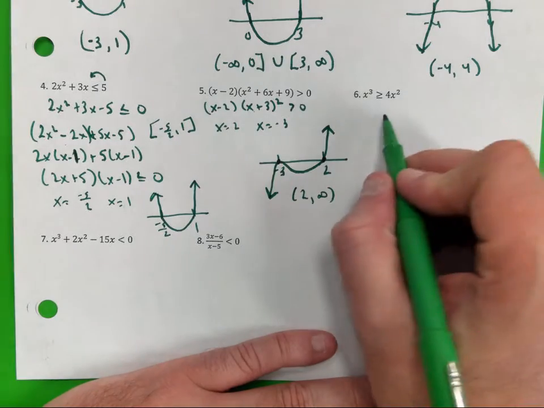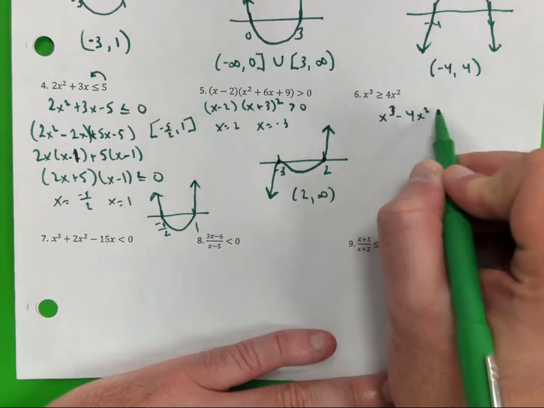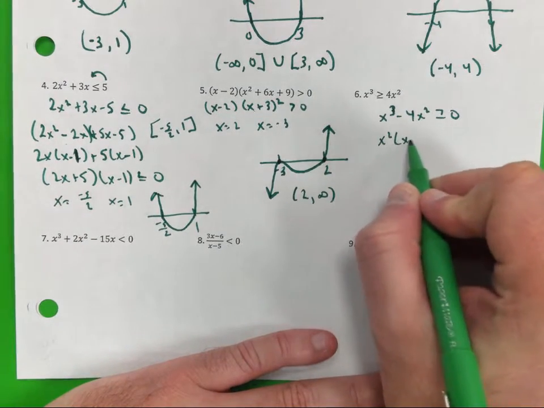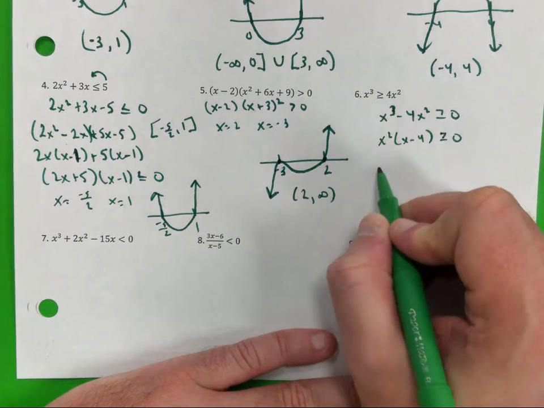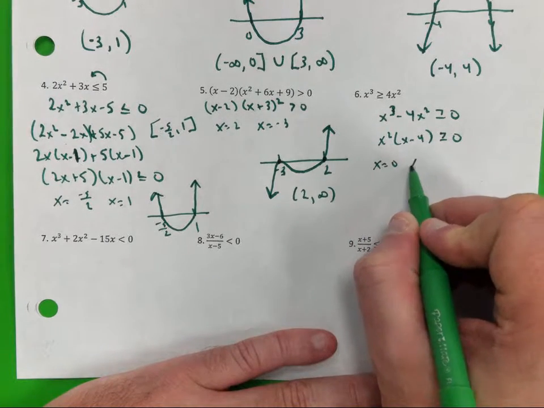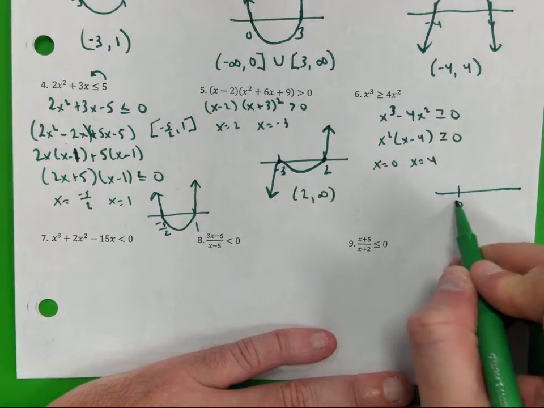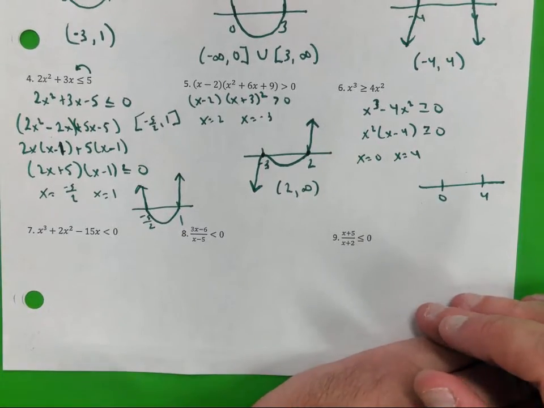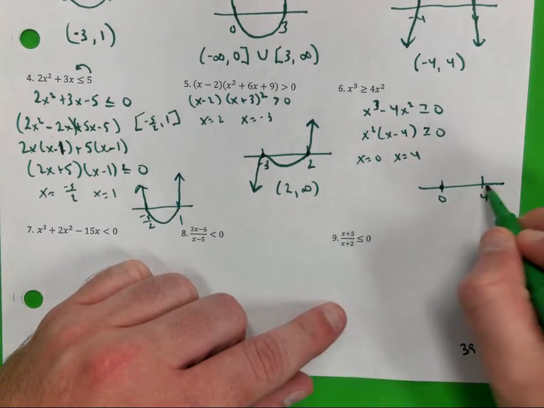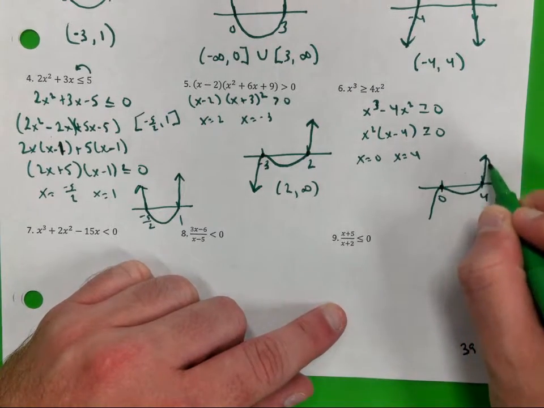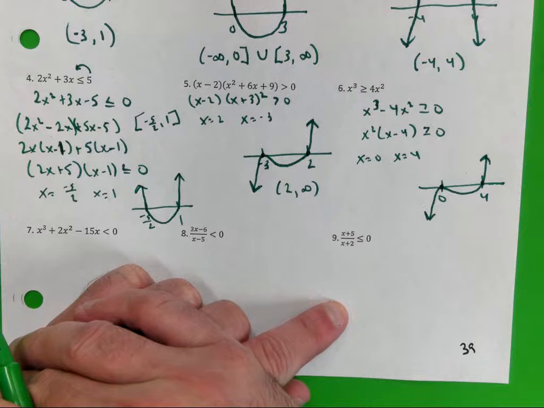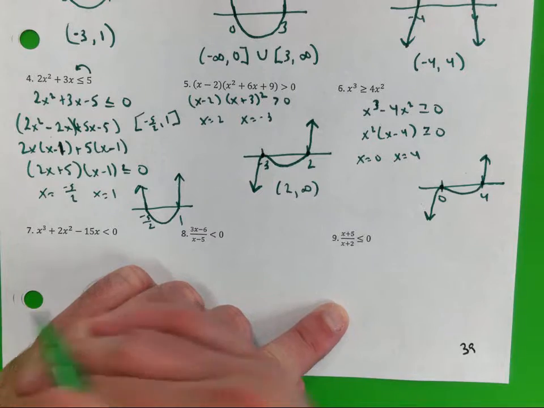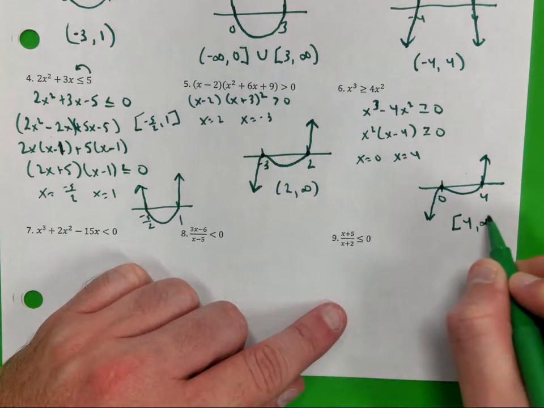Alright, number 6, I'm going to get it set to what? 0. What can I take out of that? So it's x equals 0 with multiplicity of 2. X equals 4. It is a cubic. Your ends stick in the opposite direction. At 0, I bump the graph. Once again, it's greater than 0. Where's the greater than 0 at? And what goes around 4? Bracket. Very good.